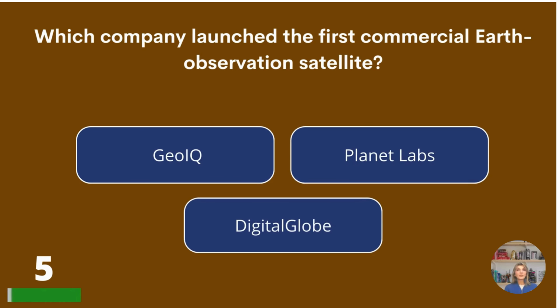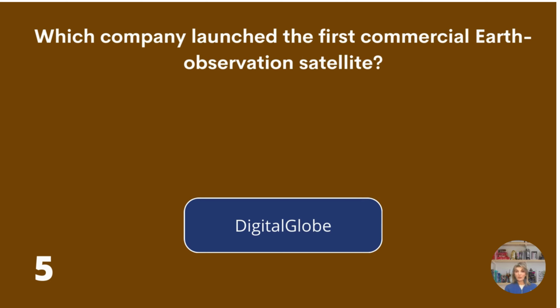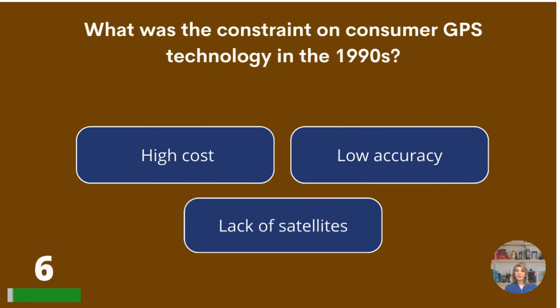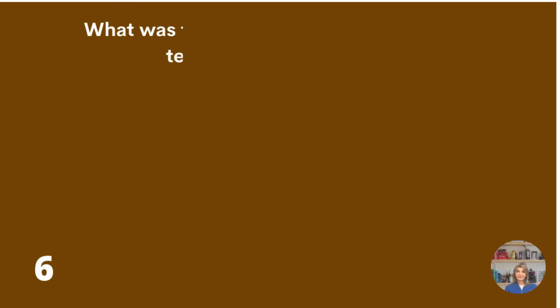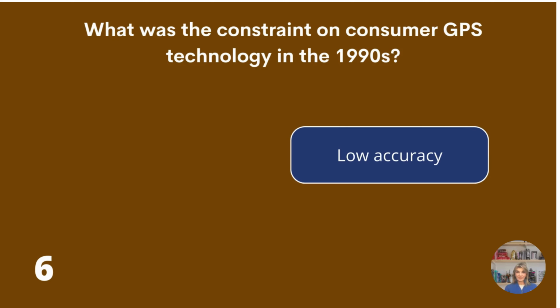Which company launched the first commercial Earth observation satellite? GeoIQ, Planet Labs, or Digital Globe? Digital Globe. What was the constraint on consumer GPS technology in the 1990s? High cost, low accuracy, or lack of satellites? Low accuracy.